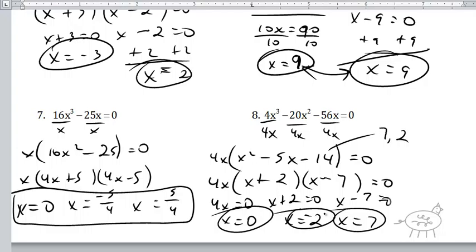Okay, so that's it, math fans. That is just a little more practice for getting ready for the test. The test is coming up very soon, and you guys need to know this stuff.